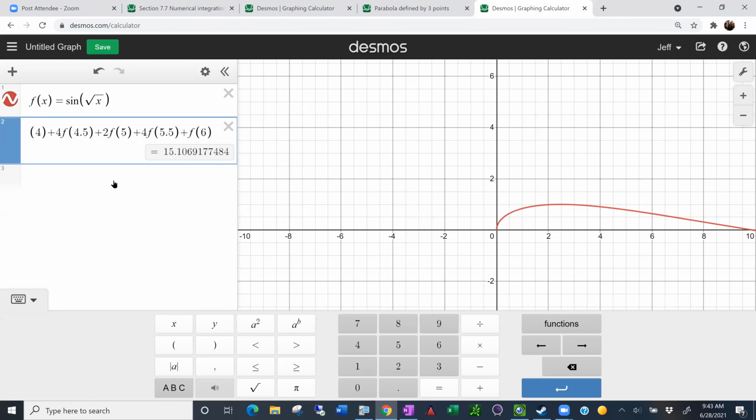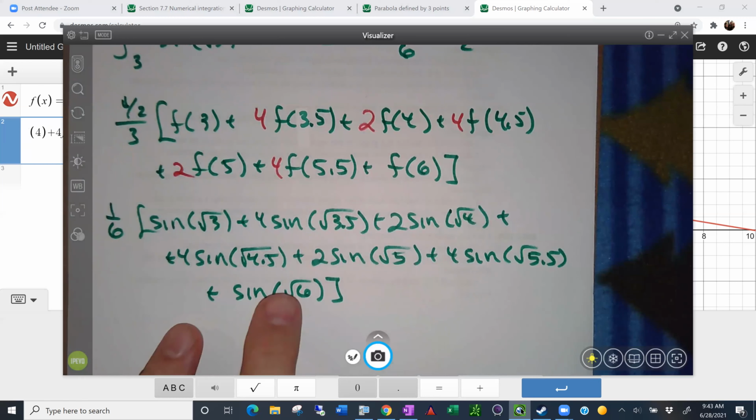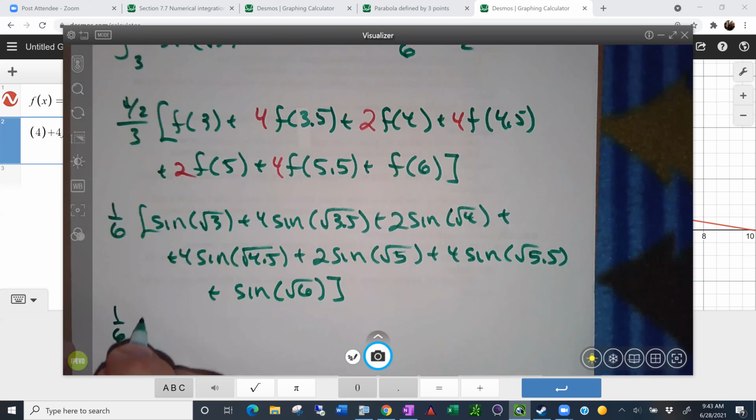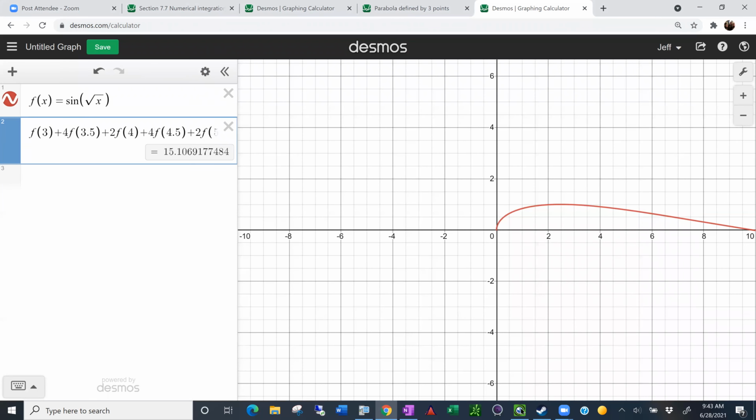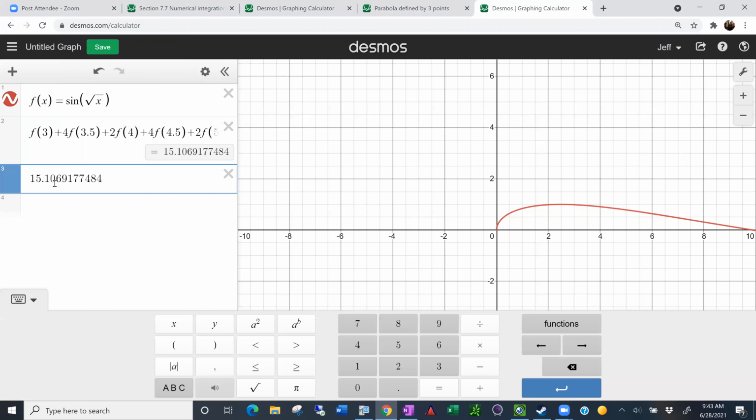If you remember, I need to multiply that value by 1/6. So it's going to be 1/6 of, let's see, we ended up with 15.1069. So if I divide that by 6, take this, copy it, divide it by 6, there we go, 2.517.